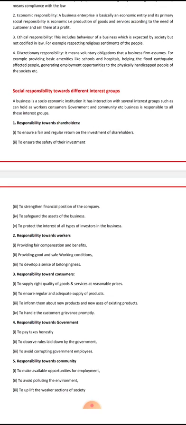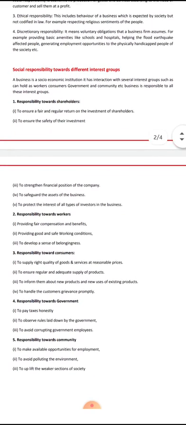The third is to strengthen the financial position of the company. It means that the firm should always work upon strengthening the financial conditions so that the shareholders can get maximum profit. The fourth is to safeguard the assets of business. The fifth is to protect the interest of all types of investors in the business. Now, the second point is responsibility towards workers.